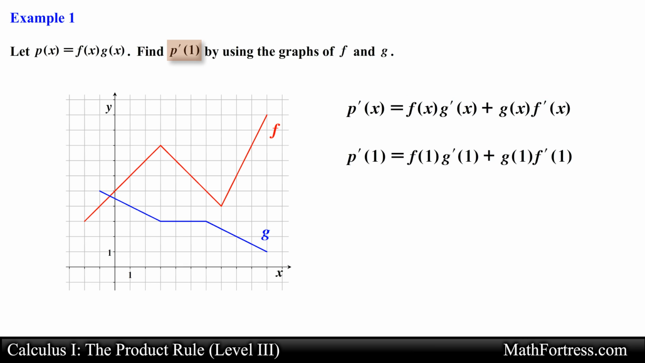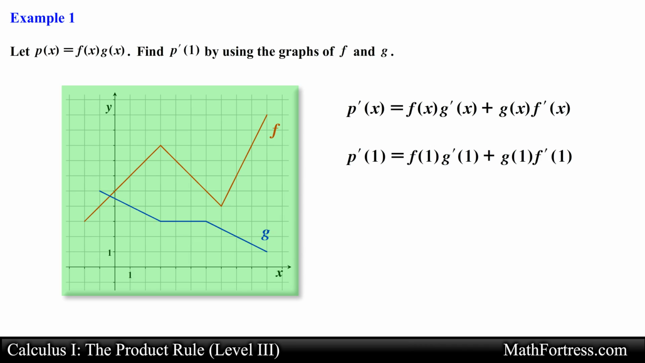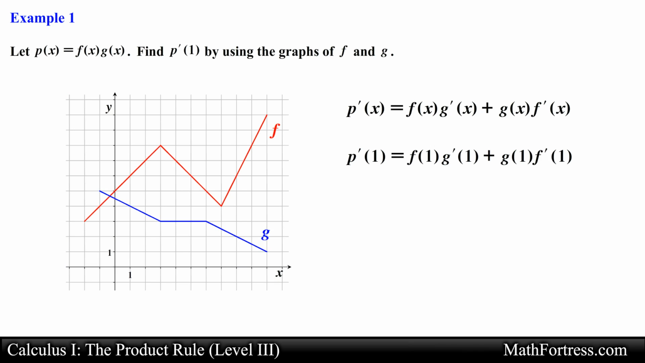Next, we need to evaluate this expression at x equals 1. This means that we need to find the value of f of 1, f prime of 1, g of 1, and g prime of 1. Unfortunately, these values are not provided to us, like they were in the previous video. This time around, we need to figure out these values by making use of the graph of f of x and g of x. To find f of 1, we go ahead and find the y-coordinate of the red graph when x equals 1. Looking at the graph, we see that it would be equal to 6. In the same manner, the y-coordinate of the blue graph at x equals 1 would be equal to 4. This would correspond to the value of g of 1.